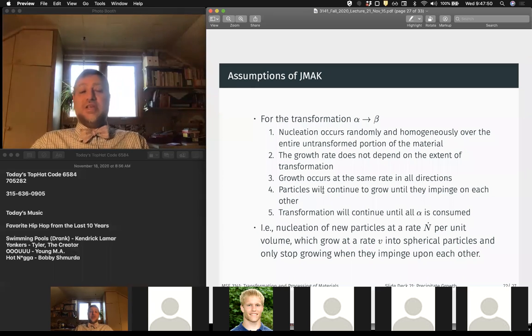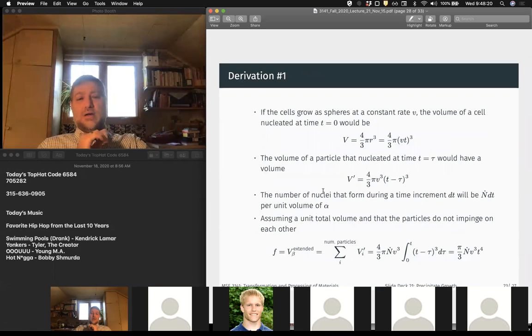So particles continue to grow until they impinge on each other, and the transformation is going to continue until all the alpha is consumed. Basically, what that means is we have a nucleation rate per unit volume that stays constant. The particles then grow at a constant rate into spherical particles, and they only stop growing when they impinge, when they hit each other. So those are the assumptions.